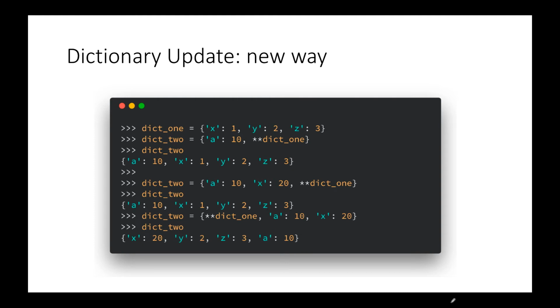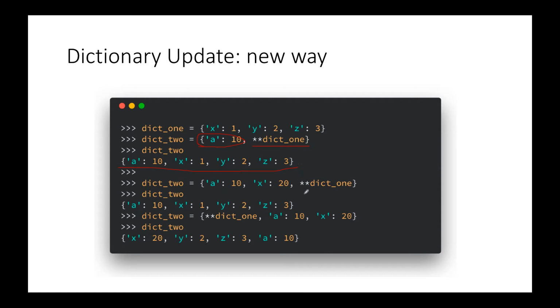Let's see the new way after Python 3.5. We want to create dict2 with all the key value pairs in dict1 plus this new key value pair. This syntax was defined in PEP 448. We can use double star to reference the dictionary we want to add in. You can see we will get the same result as through the update method.